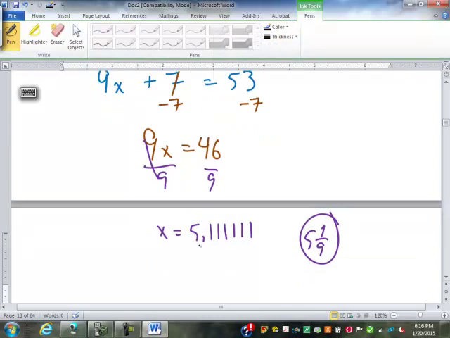The only problem with these repeating decimals is you can't put them back in to double check because they're rounded off. 5.111111 is rounded off, so it's not going to be exact if we put it back in to double check that. So you'd have to use the mixed number. You have to use the fractions if you wanted to double check it and get an exact answer. Otherwise, you can just double check it, and if you come out really, really close to the same on both sides, maybe trust it, but you can't be totally sure that way.